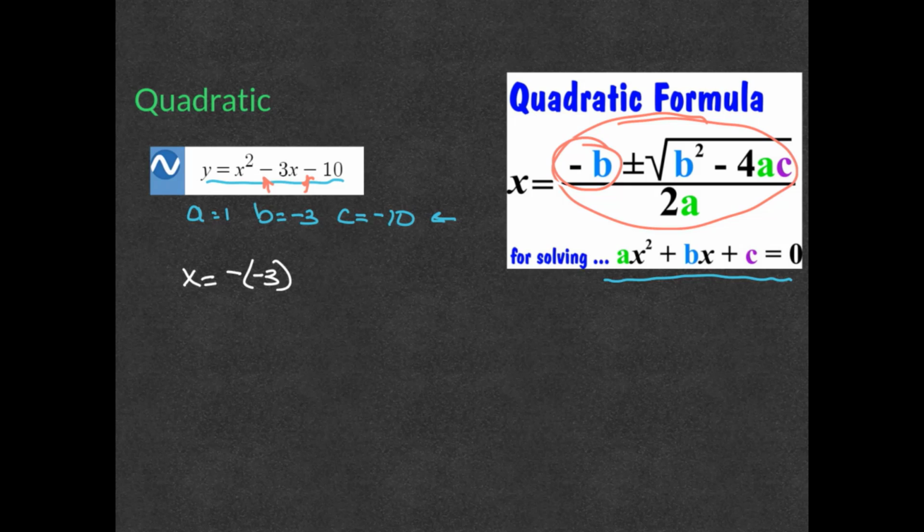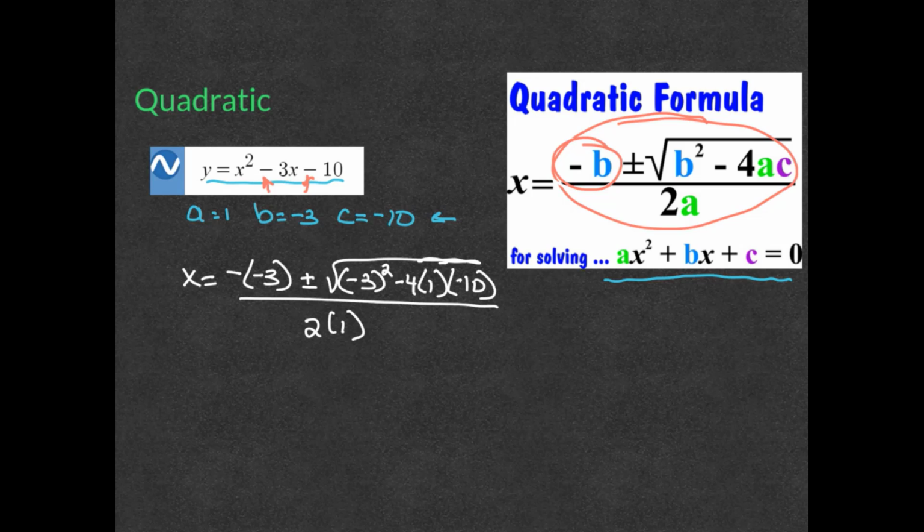Then I'm going to go plus or minus under the radical. I'm going to put -3 in parentheses squared minus 4, and then times 1 in parentheses and times -10 in parentheses. Really important, because this gets tricky when you start doing order of operations and multiplying negatives, so it's important to break it up so you can see what's going on. And then this is all over 2 times a, which in this case is 1.